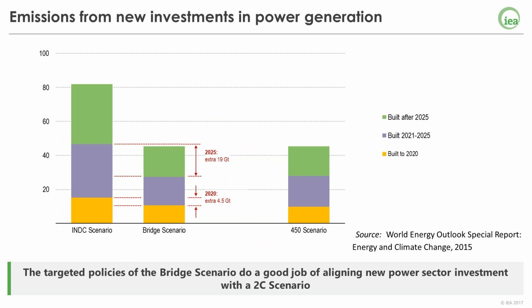So looking at the results from the power sector, we can see that if we look at the new investments as in this graph, we see that the committed emissions from new build in a bridge scenario are very similar to the 2 degrees scenario, 450. So we can see that the set of energy policies in the bridge does a really good job of guiding new investment decisions in the period to 2025. And there is no real difference between the investment patterns in a bridge and a 450.